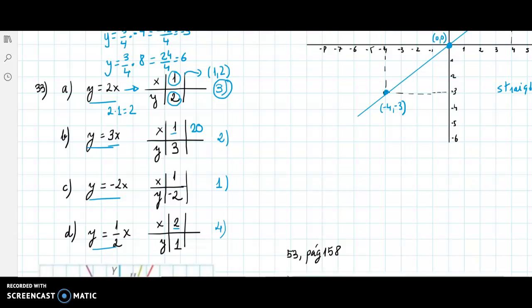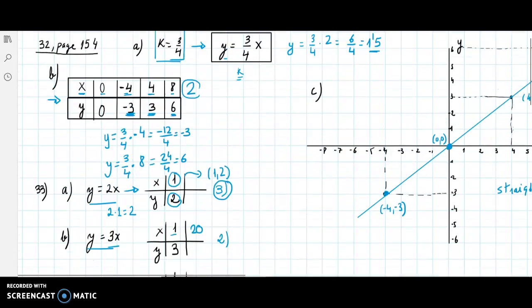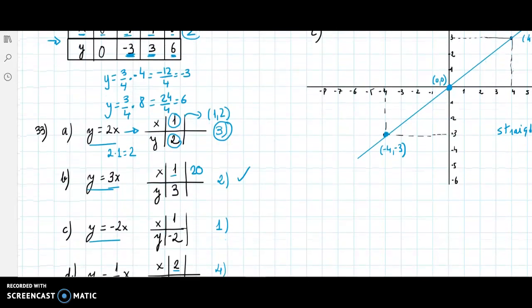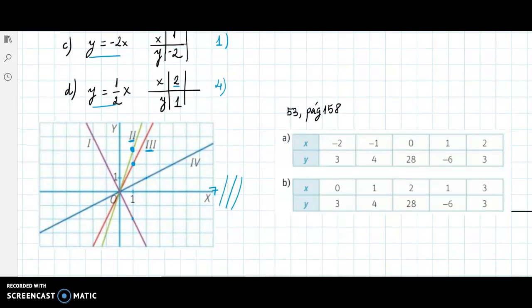If you give the number 1, we get the 3. So the point is the 1, 3. The 1, 3 is here, so it is the line 2. For the third one, with the 1, we get the point 1, minus 2. The 1, minus 2 is here, so this is the line 1. And finally, for the last formula, we get the 2, 1, that is here. So obviously it is the line 4.